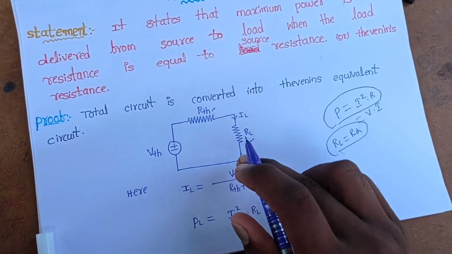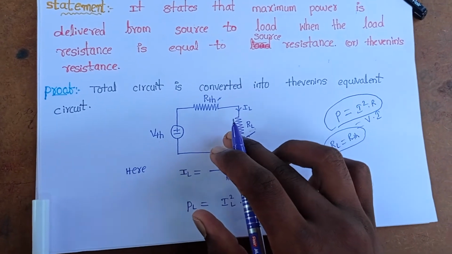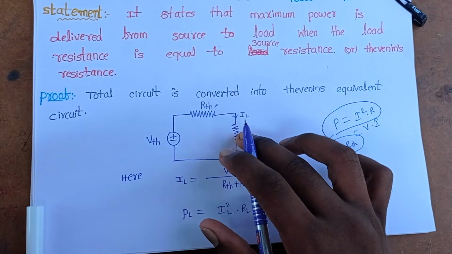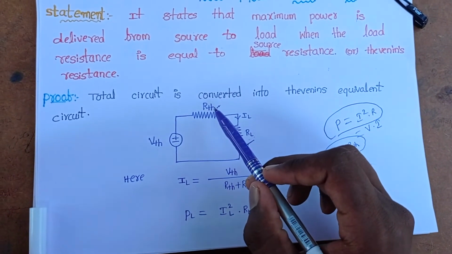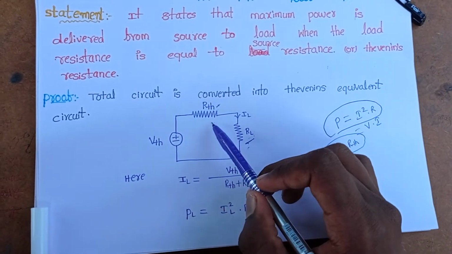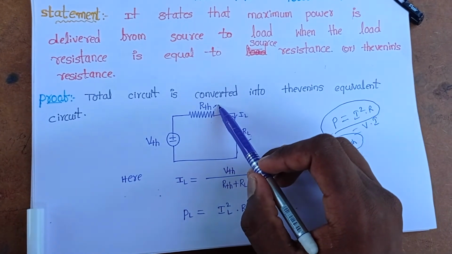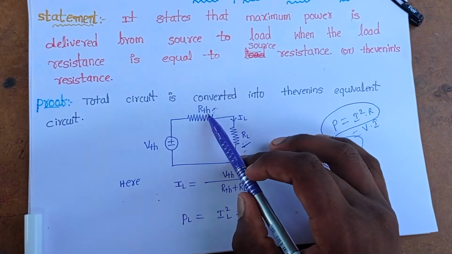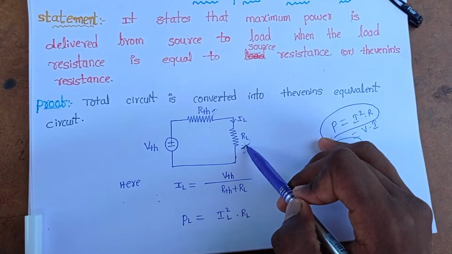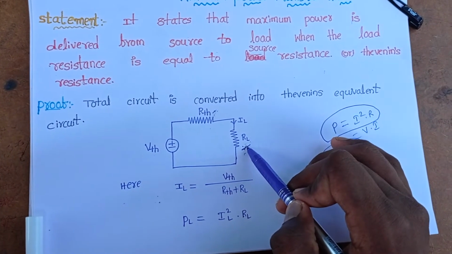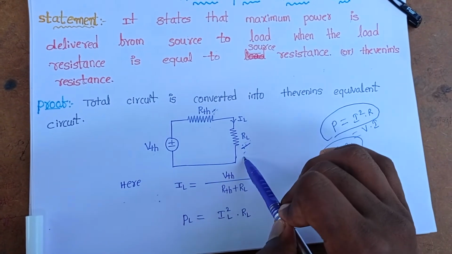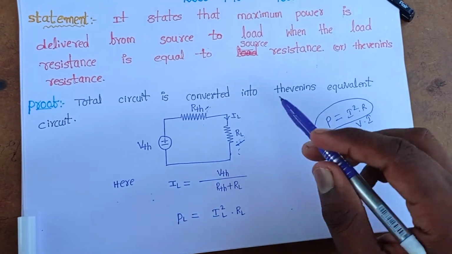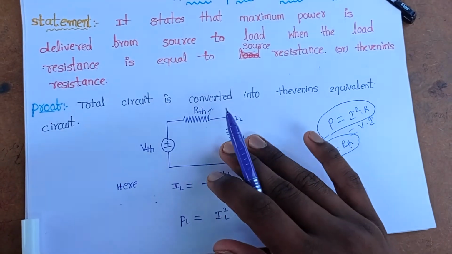Let's take this circuit. This is the Thevenin's equivalent circuit. Here the internal resistance of the source is RTH. RTH means Thevenin's resistance. This is the load resistance. If the Thevenin's resistance is equal to the load resistance, then the maximum power is delivered from the source to load. If RL equals RTH, then only the maximum power is transferred from the source to load.